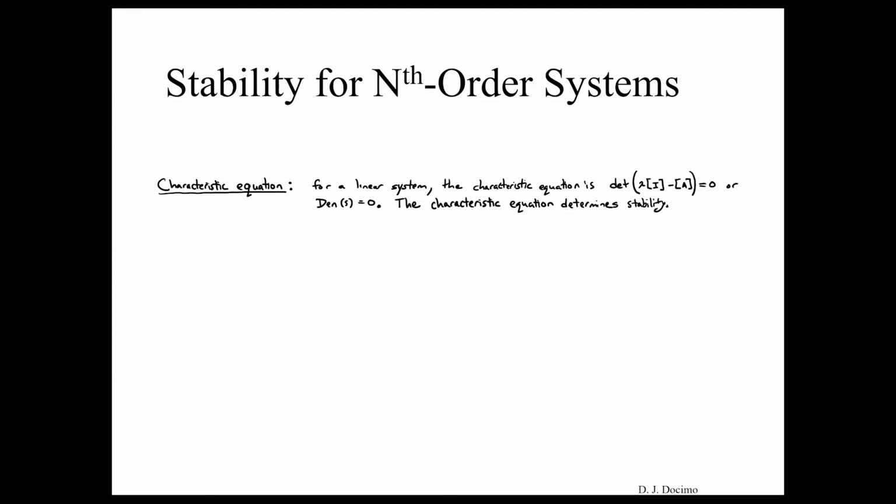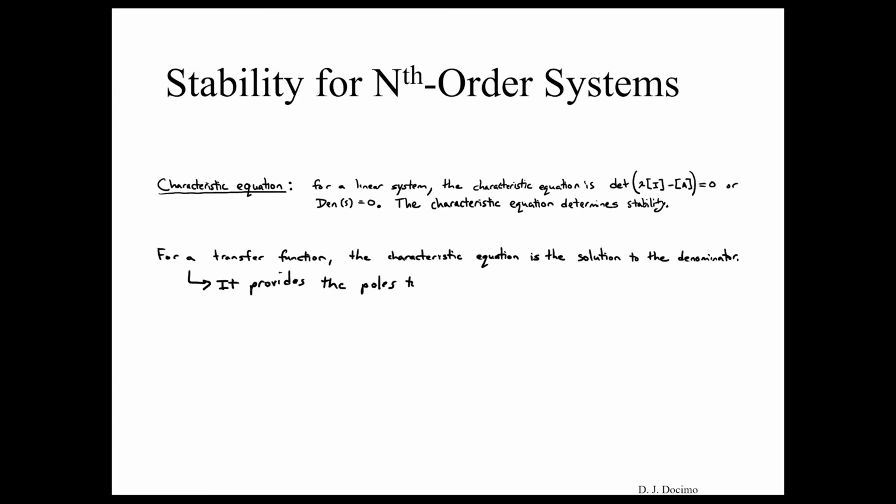The characteristic equation determines stability. For a transfer function, it's equal to the denominator. It provides the poles to determine input-output stability, where if all of those poles have negative real parts, then the system will be stable.